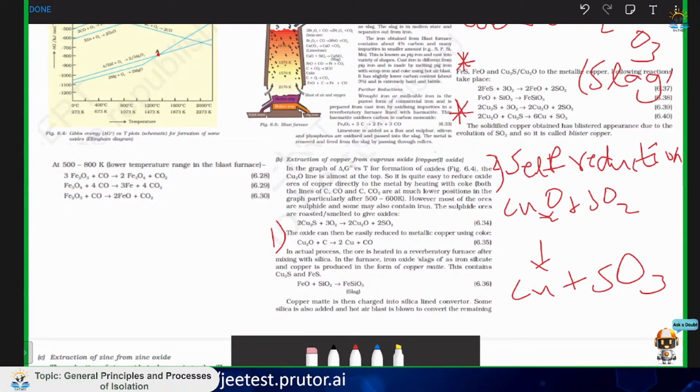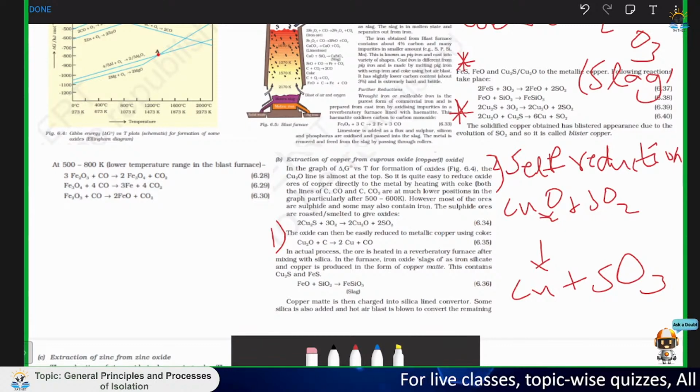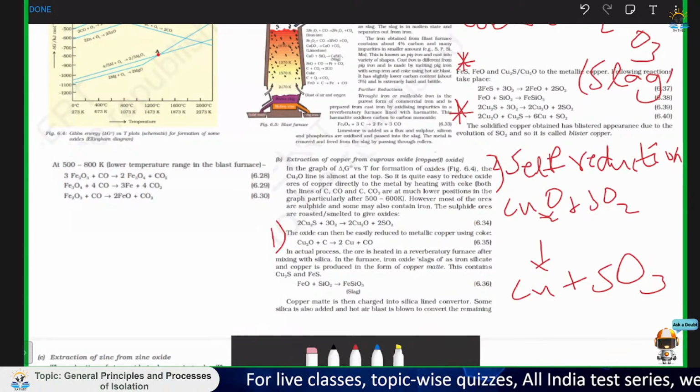In the actual process, you're going to need a flux so that the impurities come off. In this case, your impurity is iron oxide, from iron sulfide, which turns into iron oxide on roasting. To the iron oxide you add SiO2 to get slag. SiO2 is an acidic flux, and iron oxide is a basic oxide, so the two together give the slag.